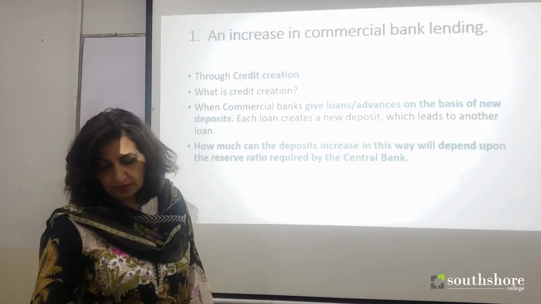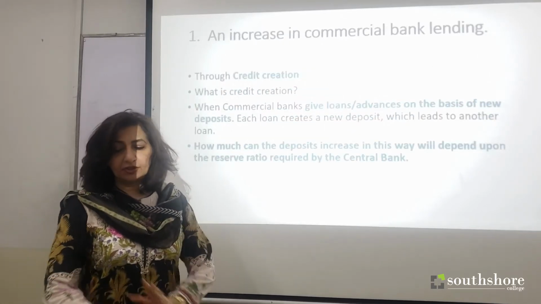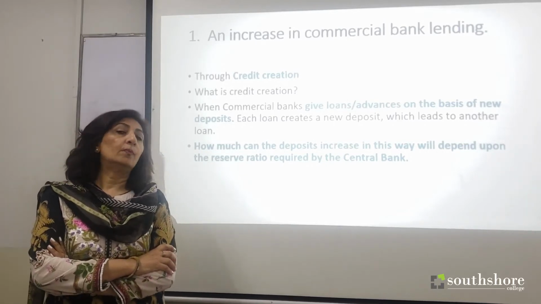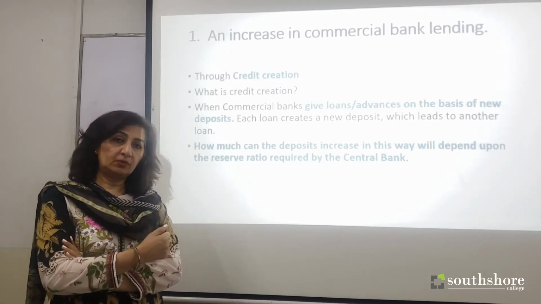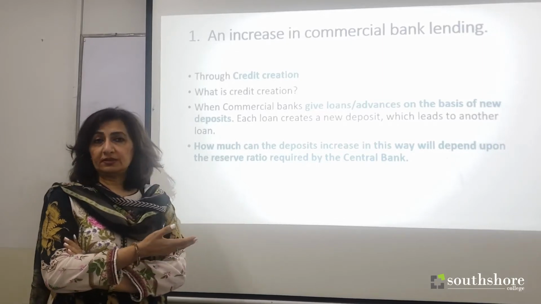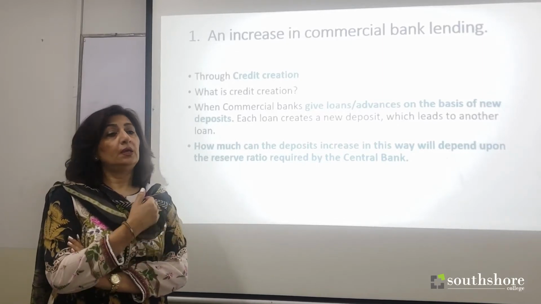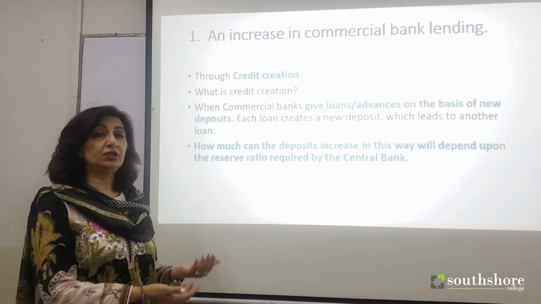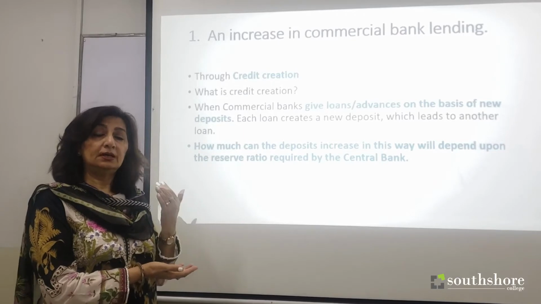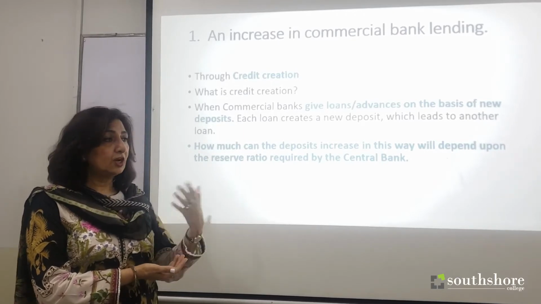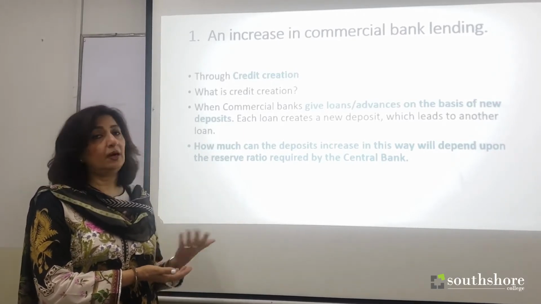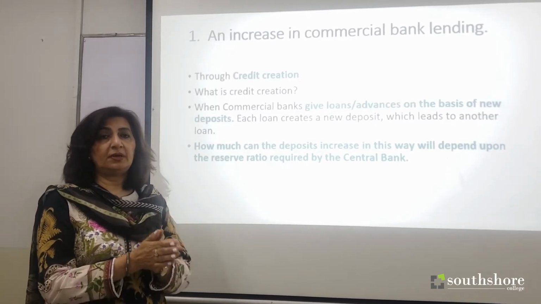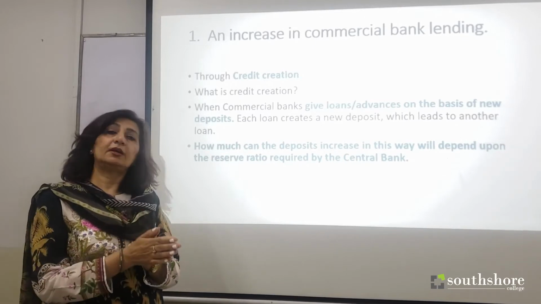Okay. The first is an increase in commercial bank lending through credit creation. Students, what do banks do? Banks take deposits from depositors and they pay them a certain rate of interest, right? Now, how do they pay this interest and how do they also make their profits? What they do is they pay the depositor a lesser rate of interest and they charge anyone who is borrowing from them a higher rate of interest. The difference that they get is with which they will pay their costs and will make a profit.